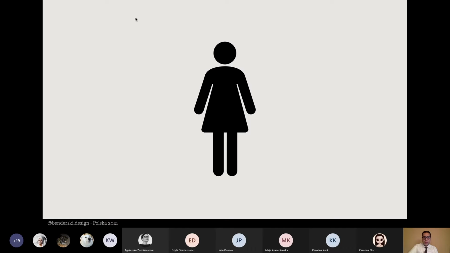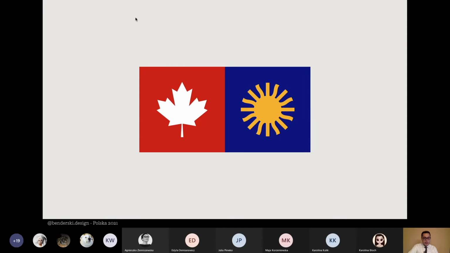Just check out the emojis that we have in our phone. The difference between a girl and a boy is that the girl has long hair. That's it. There's no other difference. It's not enough. That's the problem that I found.